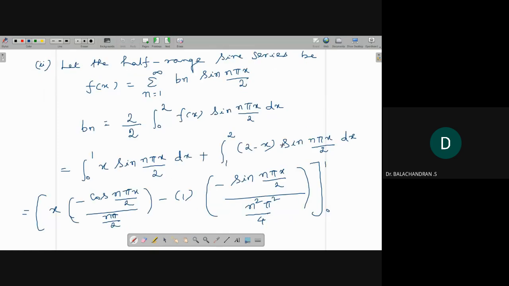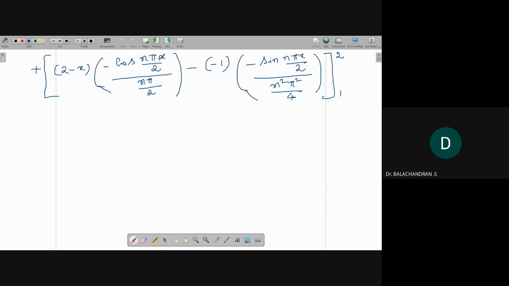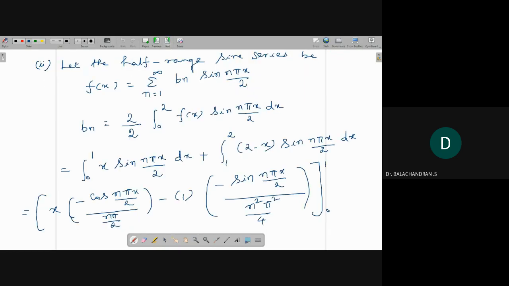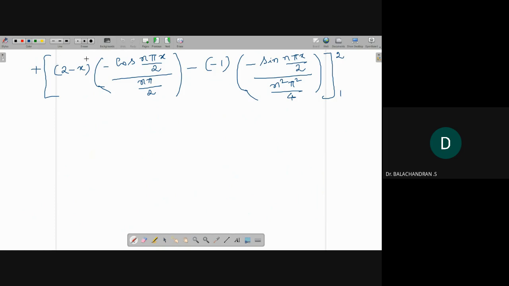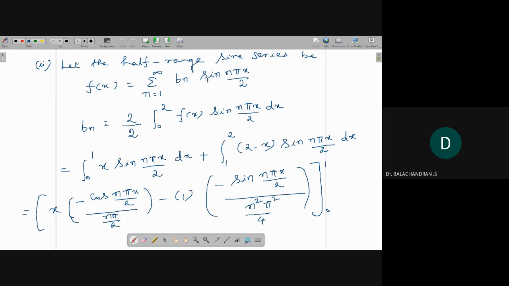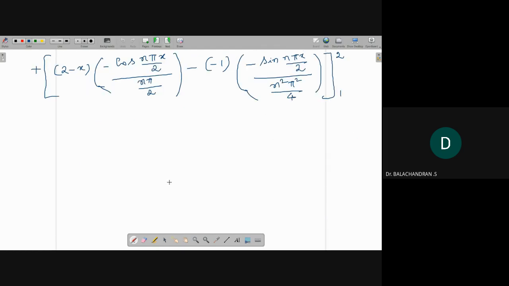If you integrate sin(n pi x by 2), you'll get minus cos(n pi x by 2) divided by n pi by 2. And then minus, if you differentiate 2 minus x, you'll get minus 1. If you integrate this function, you'll get minus sin(n pi x by 2) divided by n square pi square by 4. Limit is from 1 to 2. Okay, so now I need to substitute the limits and then simplify further.